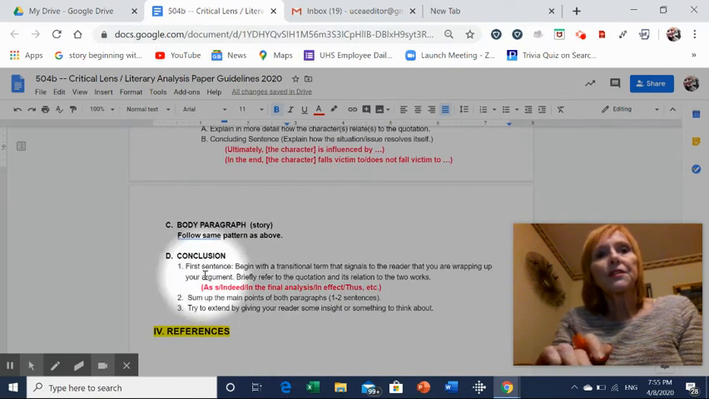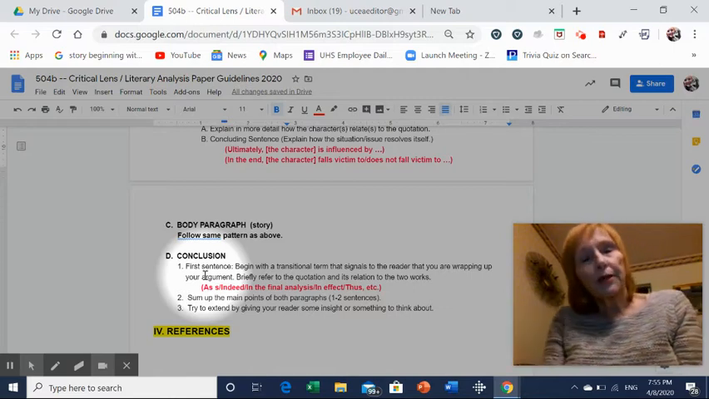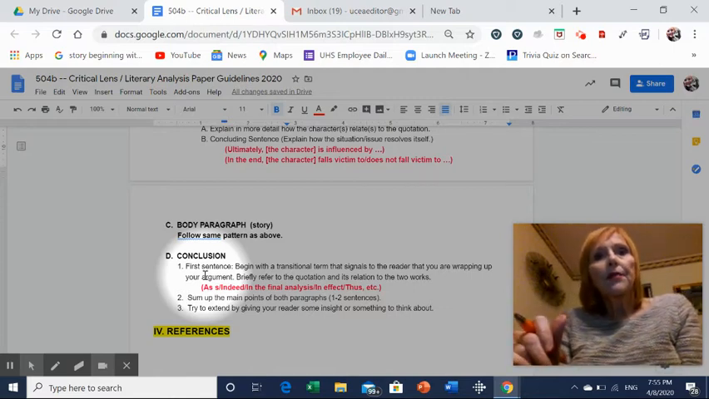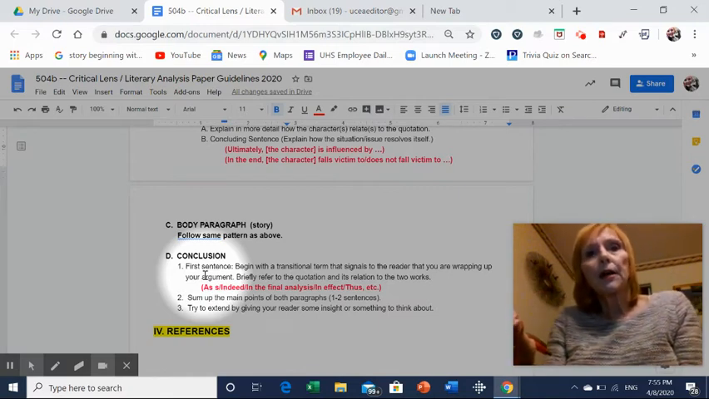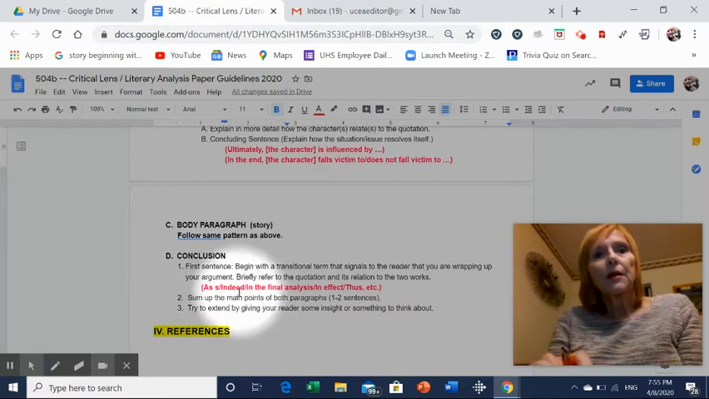Your first sentence, you want to begin with a transitional term that tells the reader you're wrapping up your work, and then you briefly refer to the quotation and its relation to the two works. Okay. Again, here are some sentence starters.